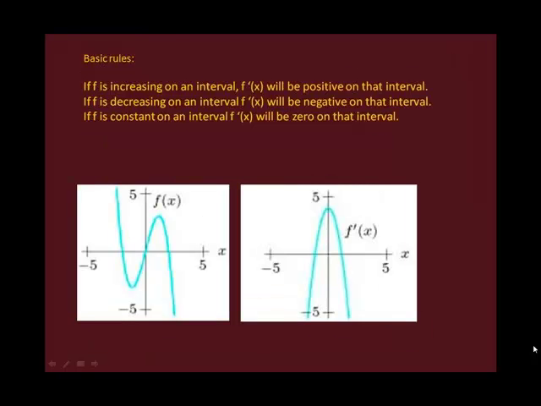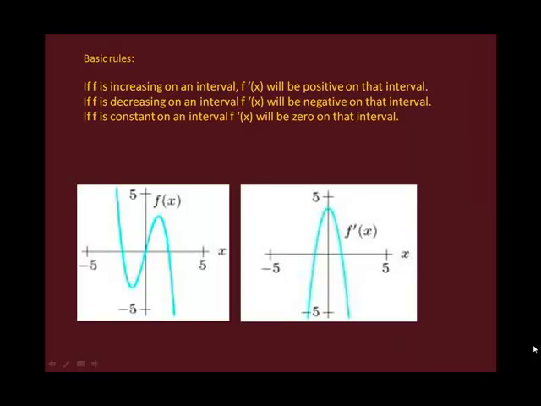So we're going to call these the three basic rules. If f is increasing on an interval, the derivative will be positive on that interval. If f is decreasing on an interval, the derivative will be negative on that interval. And if f is constant on an interval, the derivative will be 0 on that interval. So let's look at these two graphs and see how these basic rules translate into these graphs.